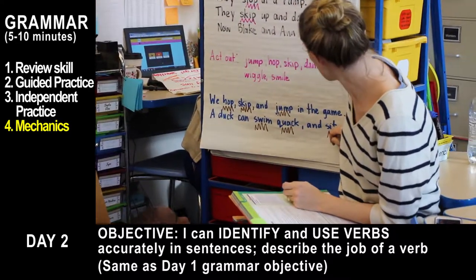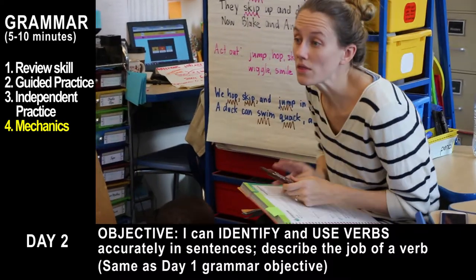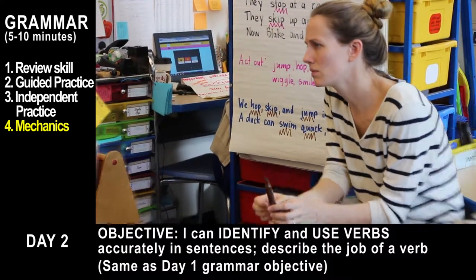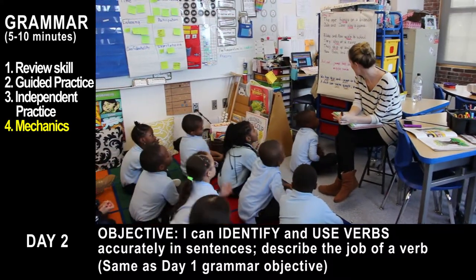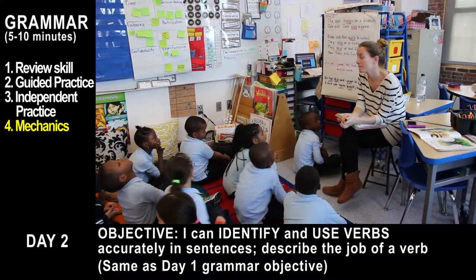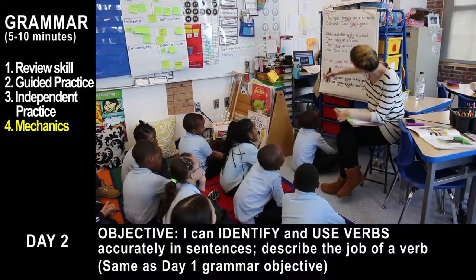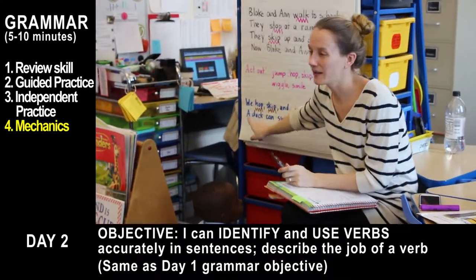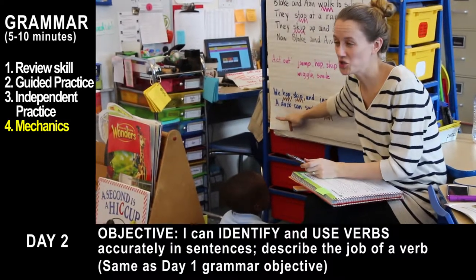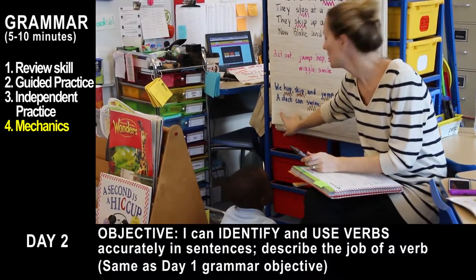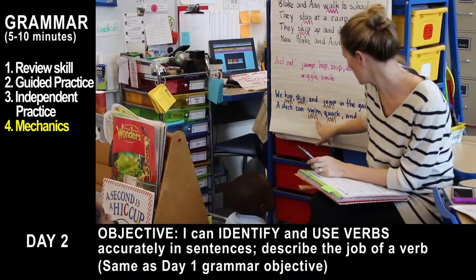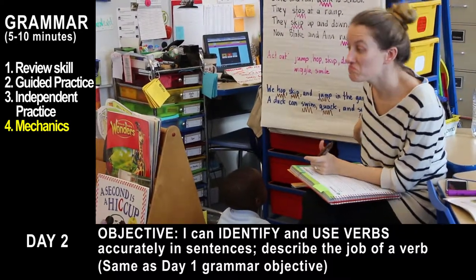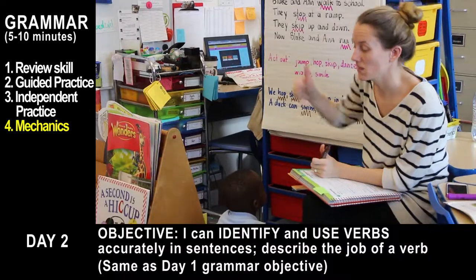Swim, quack, sit. So how many verbs in that sentence? Three. Three verbs in that sentence. Anything missing? Adelise? A comma between swim and quack. And Leah agrees. All right, let's try again. Now see if we can read it much smoother with nice expression. A duck can swim, quack, and sit. That sounds better? Yes. All right.